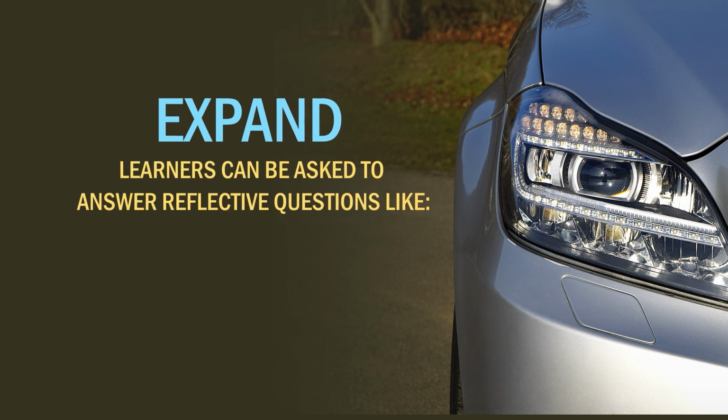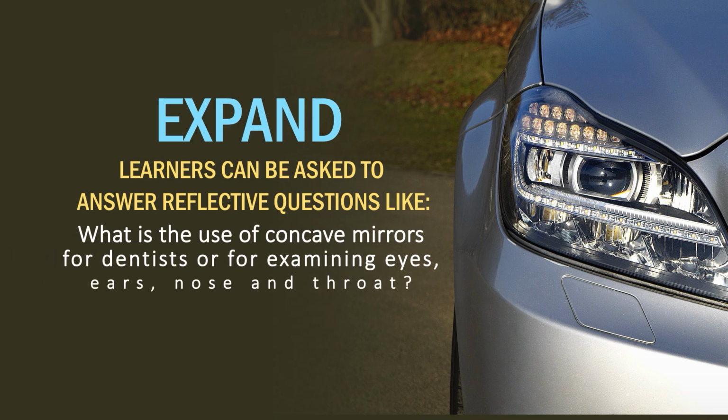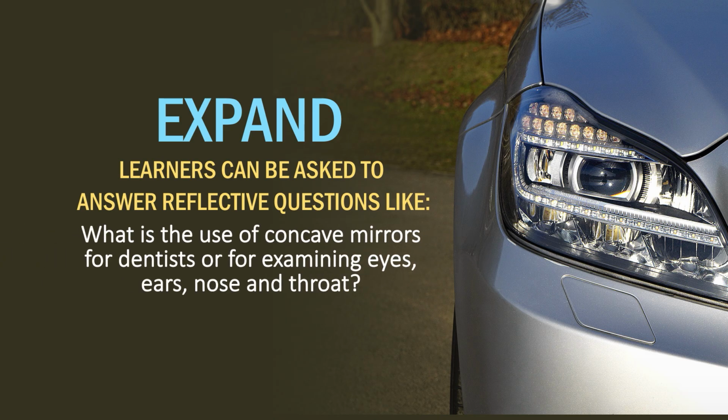Why are these rules important? These rules are important because if your students understand them, they will feel very comfortable when they draw the ray diagram of any image being formed. So what you can ask your learners after this is why concave mirrors are used as reflectors in a torch or the headlight of a car or scooter. What is the use of a concave mirror for the dentist or for examining the eyes, ears, nose and throat?